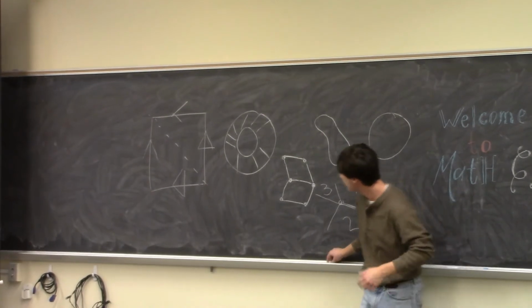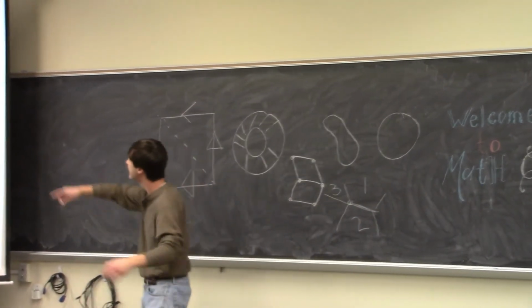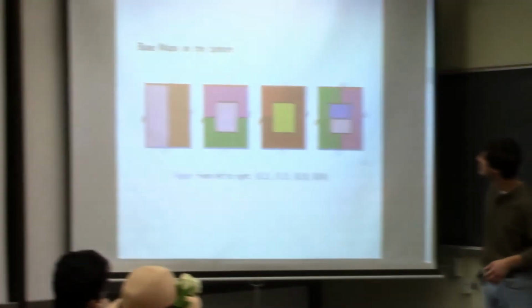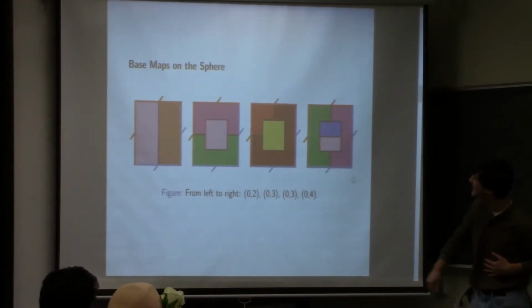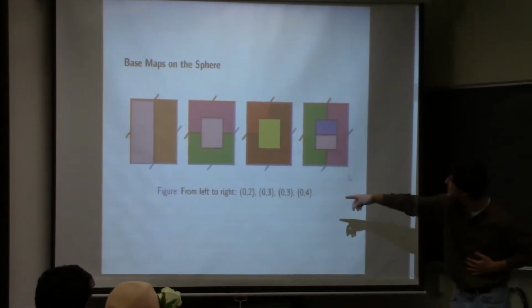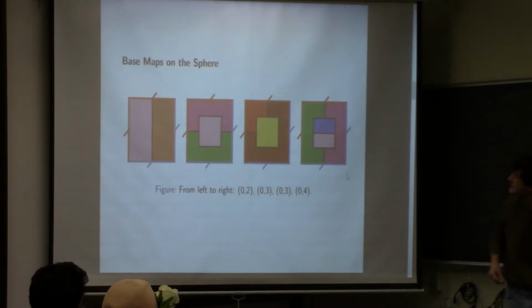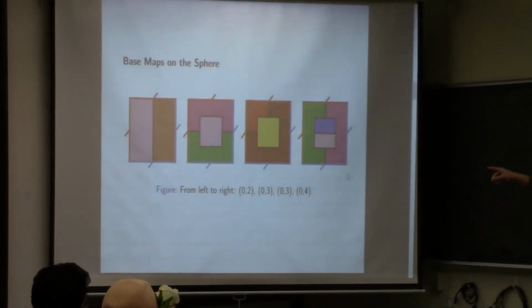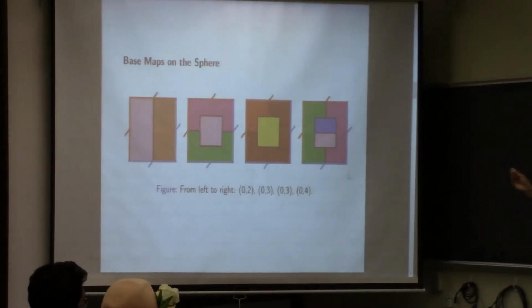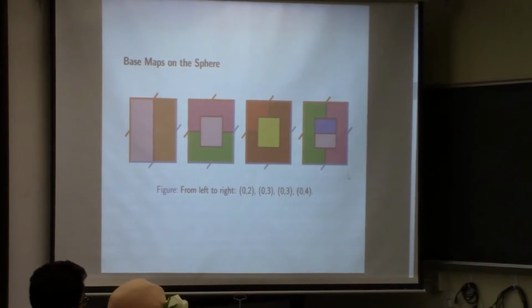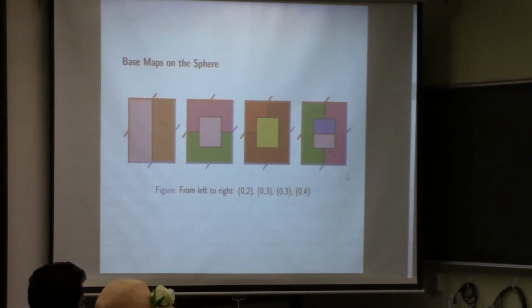Anyway, these are some partitions of the sphere into regions that are colored. Here you have 2 regions, 3 regions, 3 regions, and 4 regions. And in these you can verify that all regions are adjacent to each other.